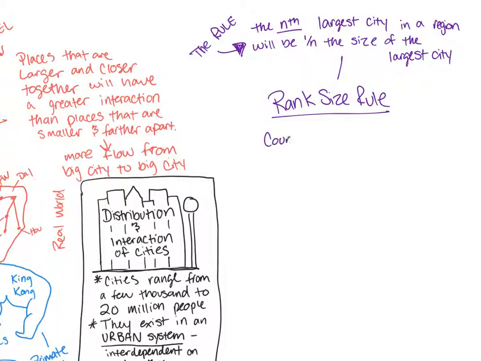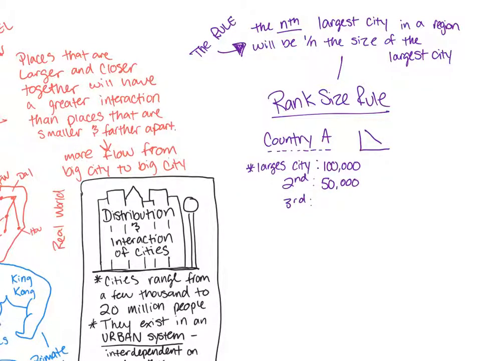Okay, so if we have country A, and we graph the population of the cities, it's going to look like a downward slope. It's going to be pretty even. If our largest city is 100,000 people, then the second largest city is going to be half of that, so 50,000 people. The third largest city would be a third of the largest city, so 33,333. It's not exact, but it's going to be around there.